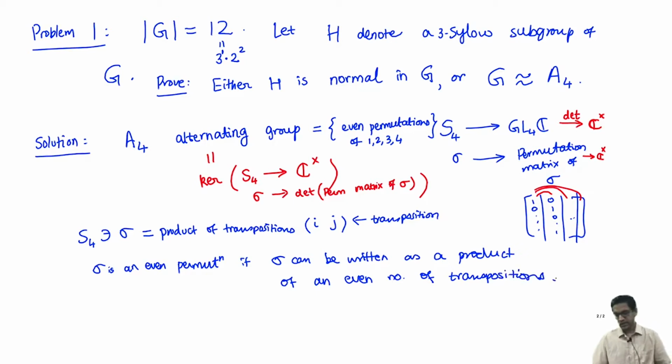Okay, and it turns out that this is another way of saying the same thing. The determinant is +1 is the same as saying that sigma can be written as a product of an even number of transpositions. And the other important fact about A4 is that the cardinality of A4 is exactly half the cardinality of the entire symmetric group S4. So S4 has cardinality 4 factorial, which is 24, and so this is 24 by 2, which is exactly 12.